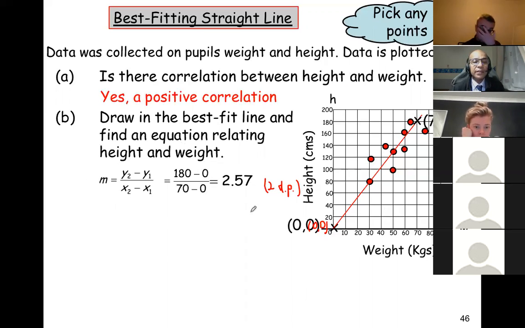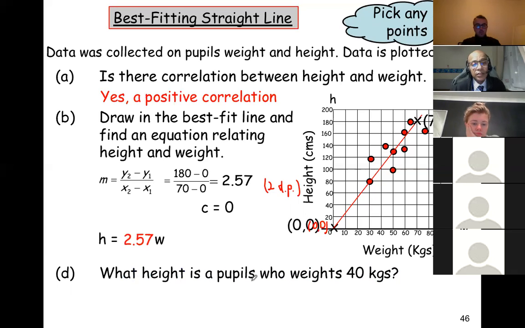The next thing to do is, because we're cutting at 0, 0, the y-intercept is 0. When x equals 0, y equals 0. So now we can write our line as h equals 2.57w plus 0, which is just 2.57w.